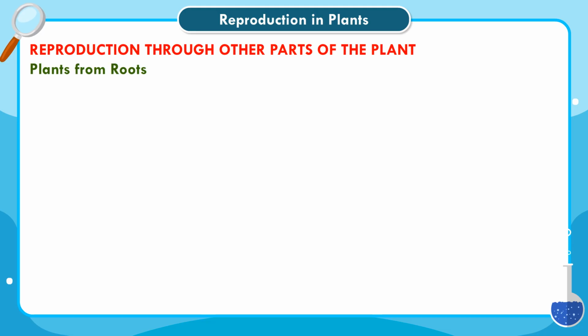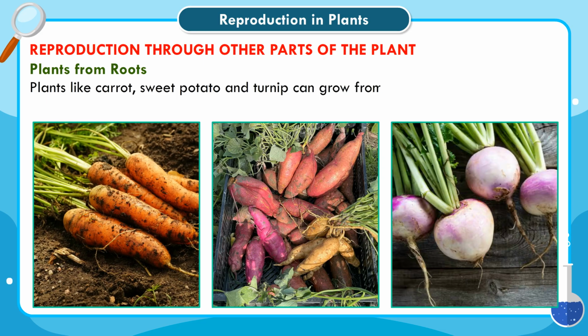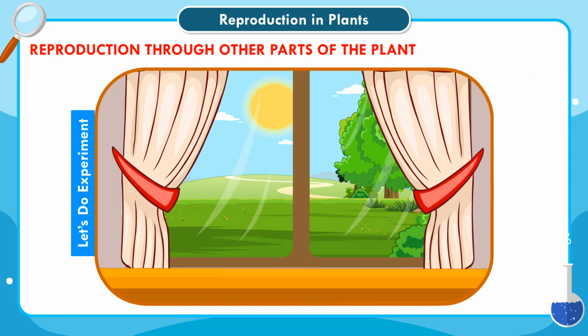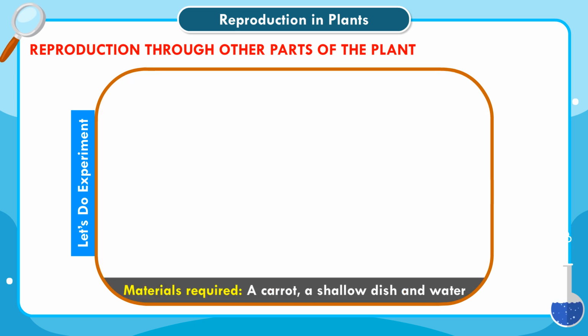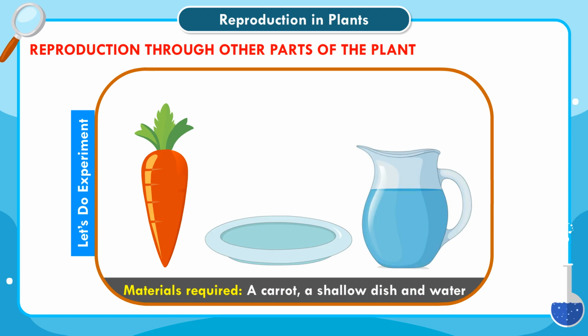Plants from roots. Plants like carrot, sweet potato and turnip can grow from roots because their roots store food, which helps the new plant start growing. Let's do an experiment. Aim: to study reproduction through roots. Materials required: a carrot, a shallow dish and water.